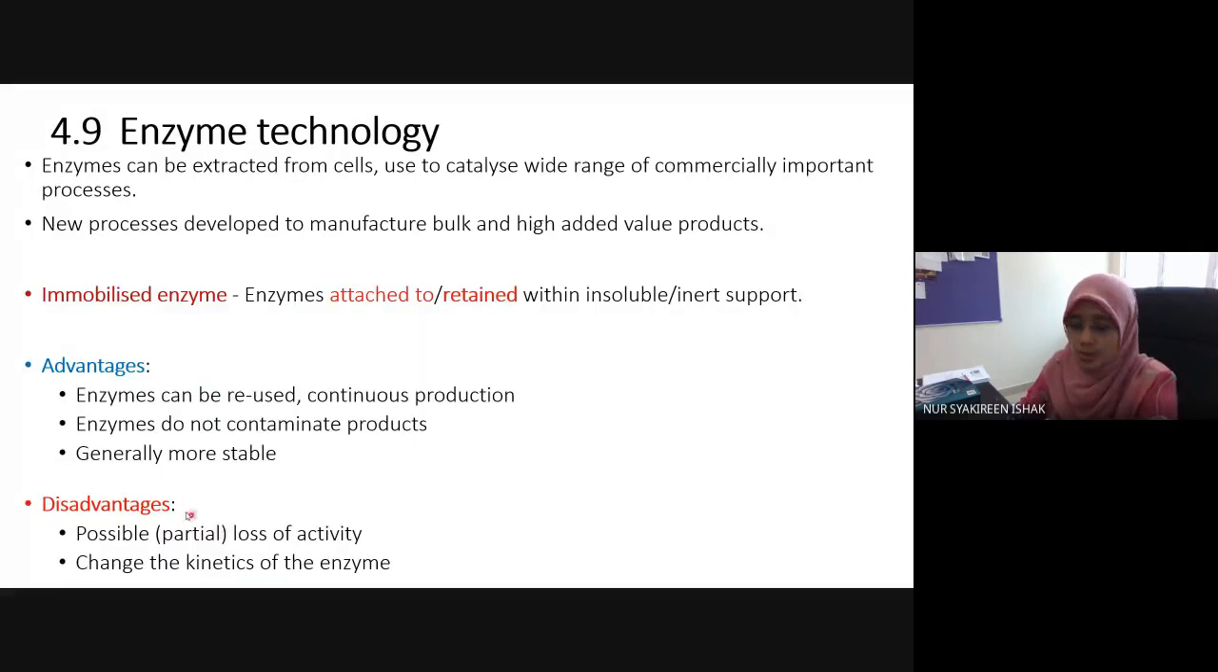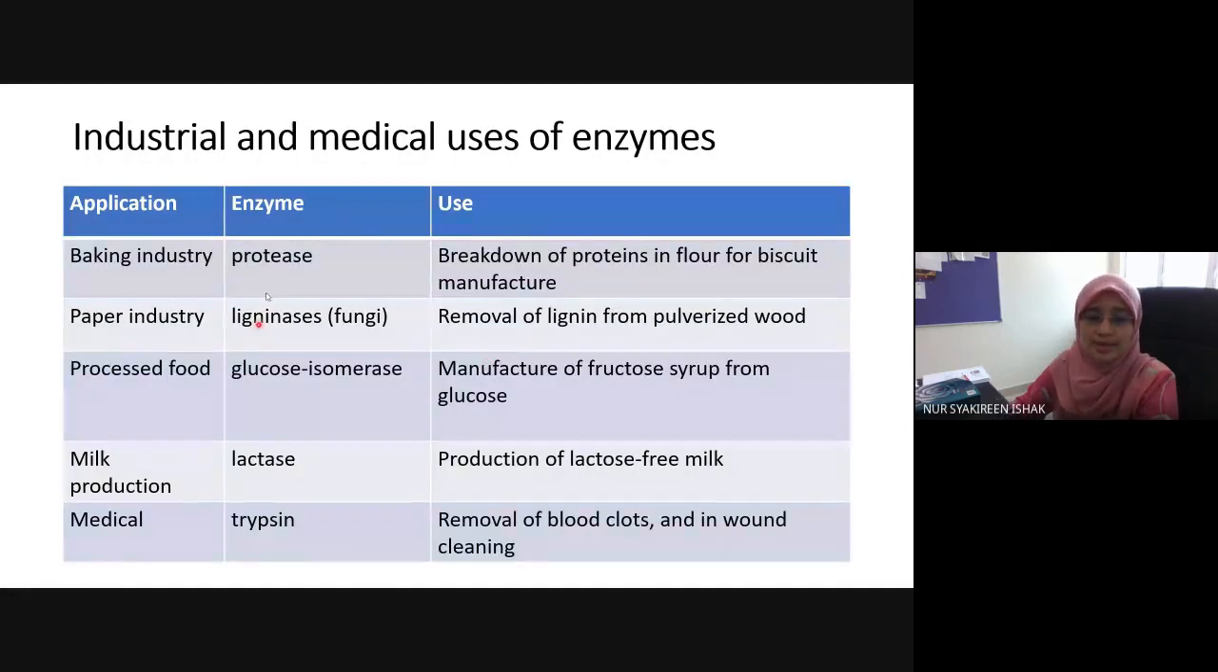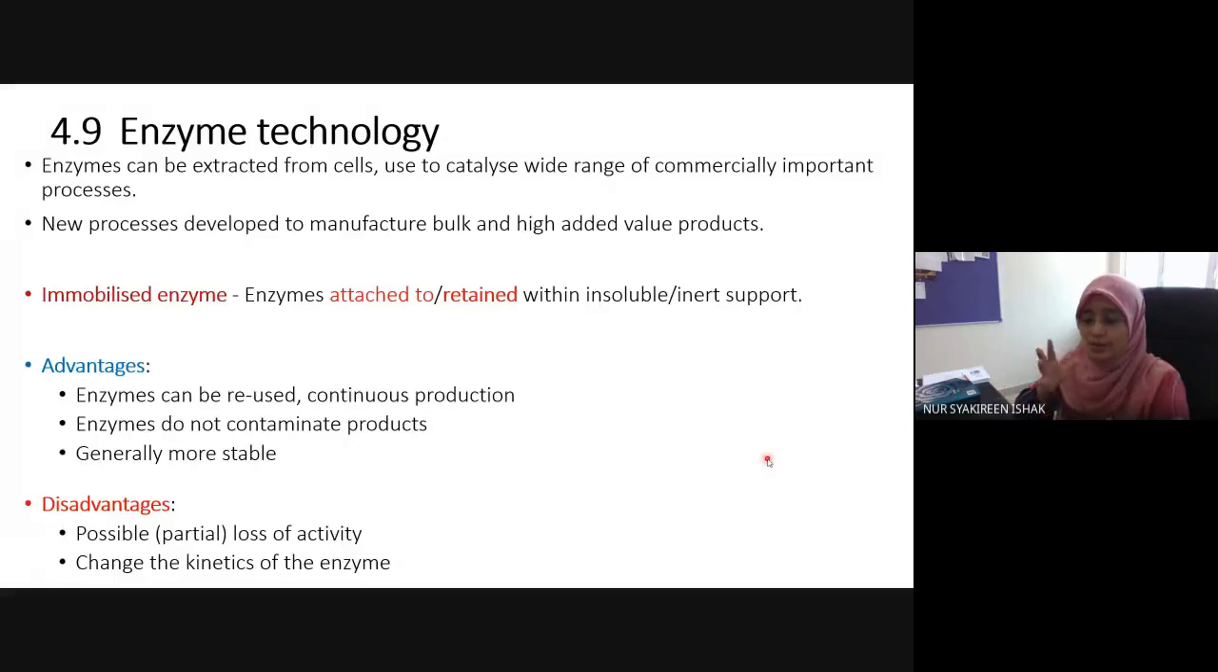So the last subtopic, which is 4.9, is enzyme technology. It says here, enzymes can be extracted from cells and used to catalyze a wide range of commercially important processes. Macam tadilah kan. You can have all these enzymes used in the industry to achieve its purpose in bulk quantity, dalam jumlah yang banyak. New processes developed to manufacture bulk and high added value products. Macam tadilah, you want to produce milk for those that are lactose intolerant. So the milk produced will only contain glucose and galactose.